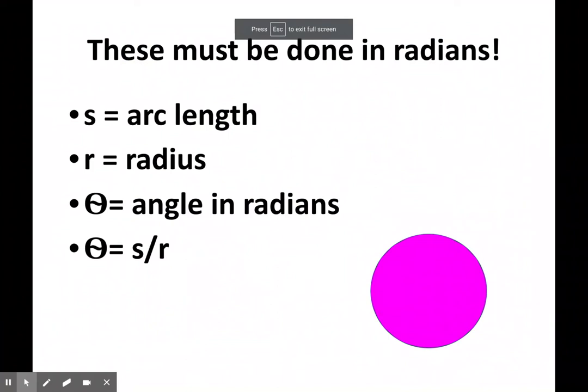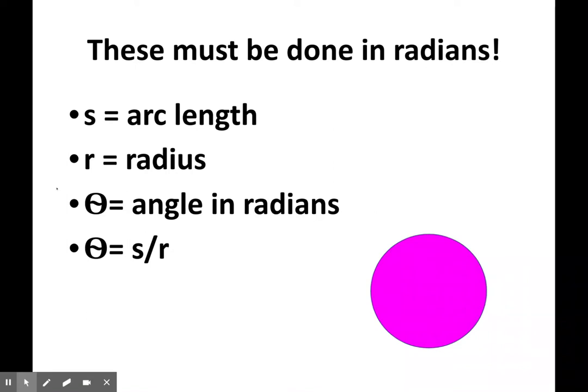When we're working on this chapter, all of your problems need to be done in radians. So on your calculator, you do have a mode where you can switch between degrees and radians, and you'll want your calculator to be in radian mode. If you're in trig especially, you'll have to watch out for this because sometimes trig might be in radians or degrees. So you may need to switch back and forth depending on what class you're in.